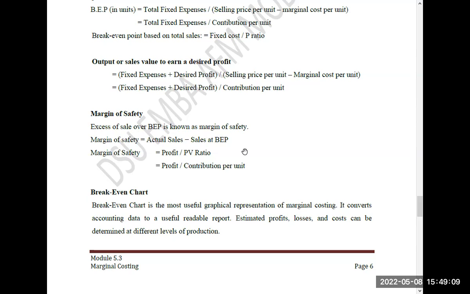If you have two-year data, last year profit and current year profit, you can apply this formula: change in profit divided by change in sales. Otherwise, change in contribution divided by change in sales, to calculate the profit volume ratio, the PV ratio. Here I told you the direct formula when we have only one year's data. Suppose we have two years' data, we don't have contribution, we don't have sales separately, only change in profit and change in sales. At that time we can calculate the PV ratio by applying this equation. Look at the seventh equation: change in profit divided by change in sales. Otherwise, the eighth equation: change in contribution divided by change in sales. If you apply either of these equations, you will get the PV ratio. The ninth equation also: fixed cost divided by break-even sales. That also will give you the PV ratio.